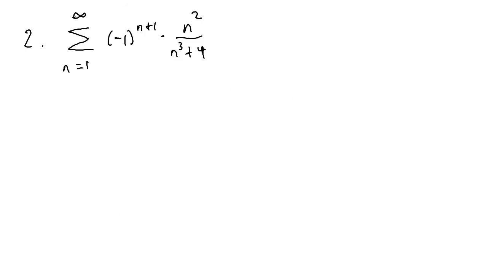Now looking at number 2, we have this series from 1 to infinity of the alternator, -1 to the n plus 1 power, times n squared over n cubed plus 4. So notice how -1 to the n plus 1 is obviously the alternator, and n squared over n cubed plus 4 is our b sub n.